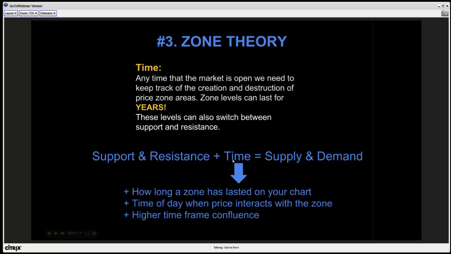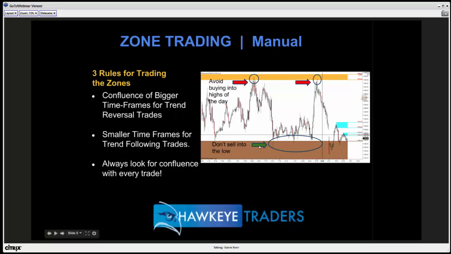So this is how we add time to the equation. We've talked a little bit about these zones, and on a smaller time frame, they could be support and resistance. And on the bigger time frames, they'll be supply and demand, okay? And this is how we incorporate time into that equation, so that when we put it all together, we can know why the market is doing what it's doing. And we can avoid buying into the highs of the day and selling into the lows. Instead, we're looking to take targets up here, and if we're selling down low, we're looking to take targets down there because we know where high and low is. We know where the context of the market is.